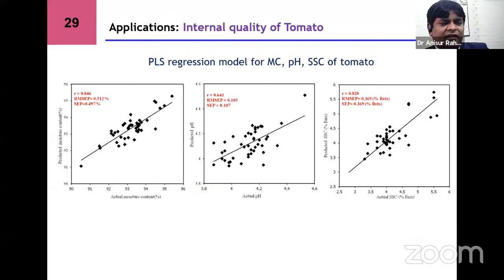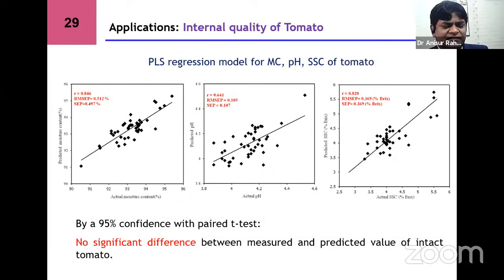Using this data, I got the PLS regression. This is the PLS regression model result. Here on the left side is the moisture content, then the pH, then the sugar content. The R values are 0.847, 0.641, 0.82. And the analysis with the t-test shows no significant difference between the measured and predicted values of intact tomato. The value is this.